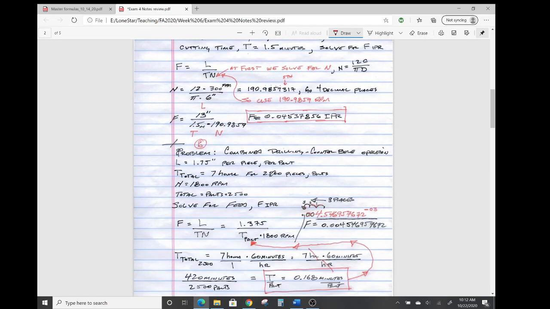Okay, here's another problem. Let's combine drilling and counterbore operation. The length per piece, per part, is 1.75 inches. The total time to do our operation is 7 hours for 2,500 pieces or parts. We set a spindle speed of 1,800 RPM. So our total parts is 2,500, yes? So we're going to solve for feed. Now this is 7 hours for 2,500 pieces.